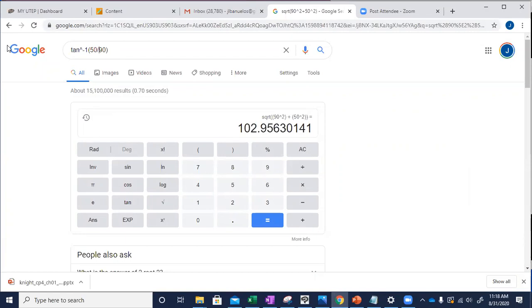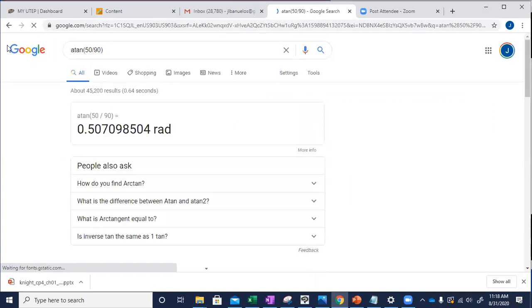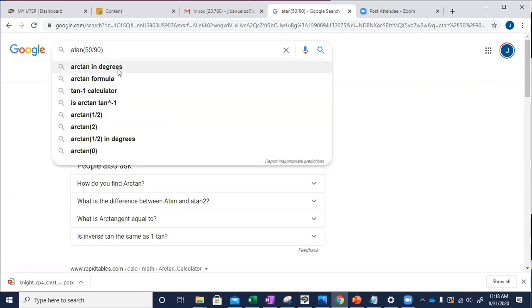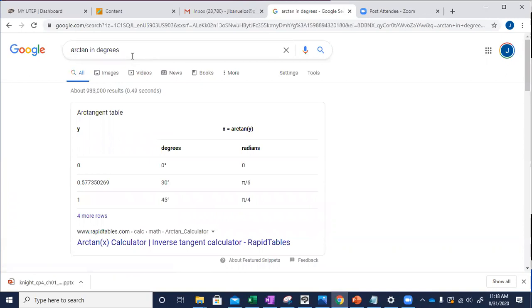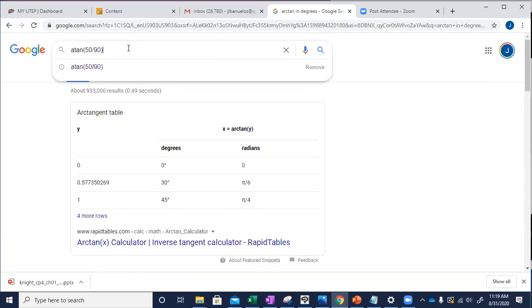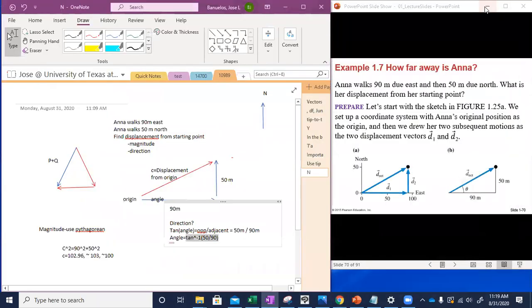So if you do tangents, I think on Google, they like to use A10 as the thing. So if you do it for 50 out of 90, you get this 0.507 radians. You can ask for it in degrees. And how do we do that? Yeah, so it should be 29 degrees. Okay, so thank you for that. This is what happens when nobody blurts out the answer.